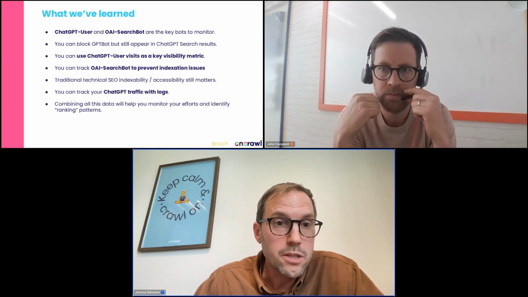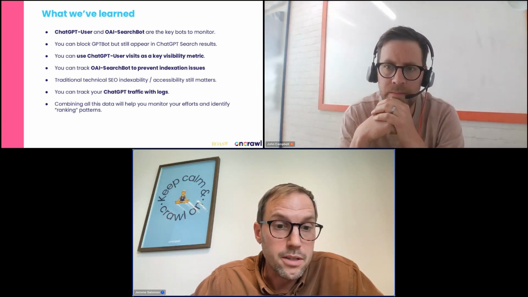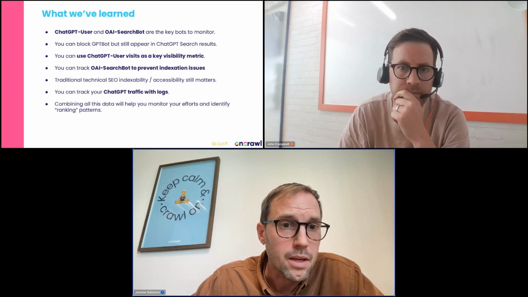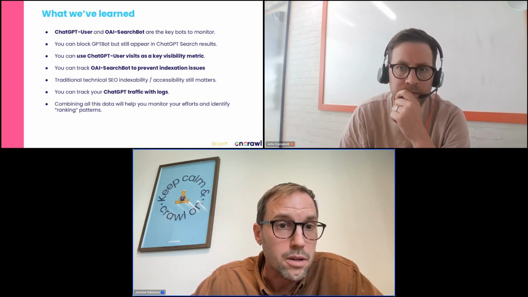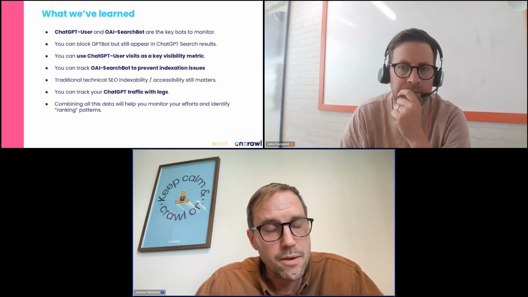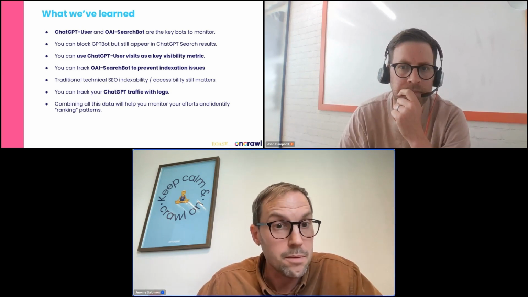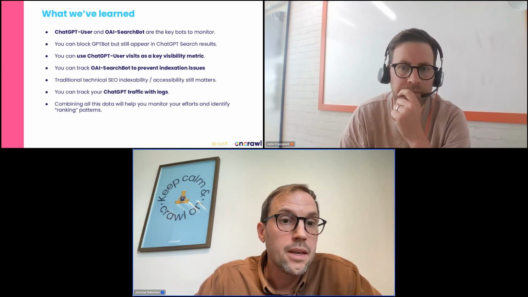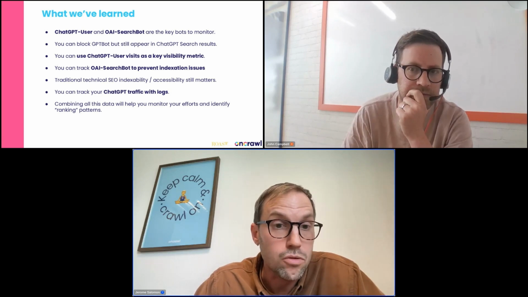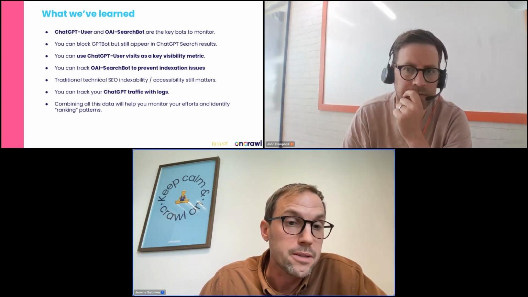Yeah, and you can use ChatGPT-User visits as a key visibility metric. This is something you have been doing, John, and you also published an article on this topic. Same for OAI-SearchBot: you can track it to prevent some indexation issues. One key thing is also that traditional technical SEO, everything about indexability and accessibility for the bots, still matters in this AI search. You can also track ChatGPT traffic with your logs. Then you can combine all this data to monitor your efforts and identify ranking patterns.